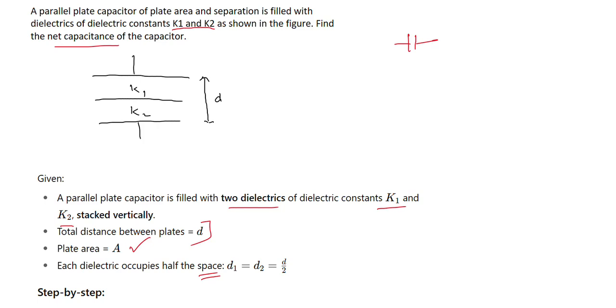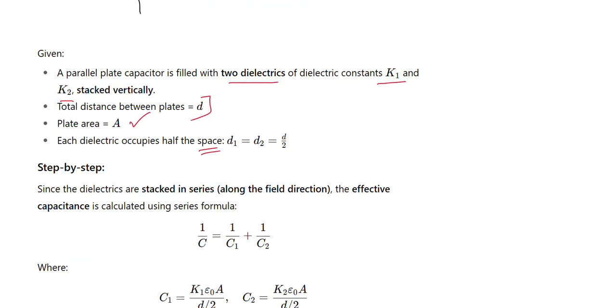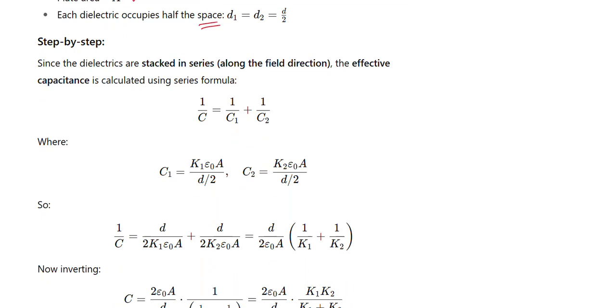Now let us go one by one. Here the dielectrics are stacked in series. So in that case, we have the effective capacitance by the series formula. We know the effective capacitance in series: 1 by C1 plus 1 by C2 is equal to 1 by C.